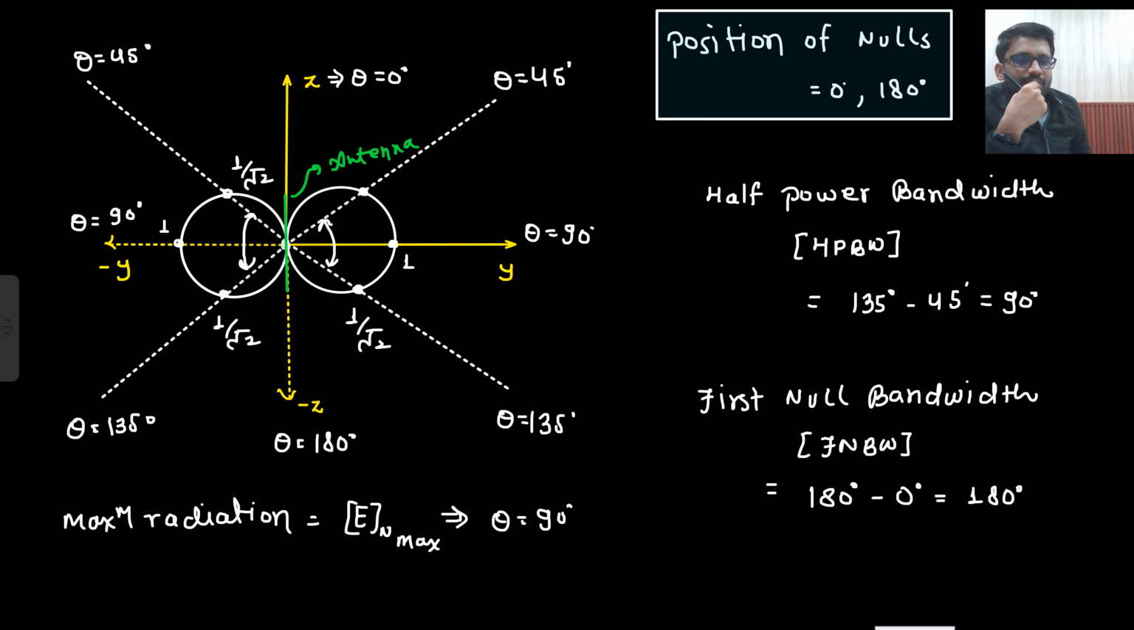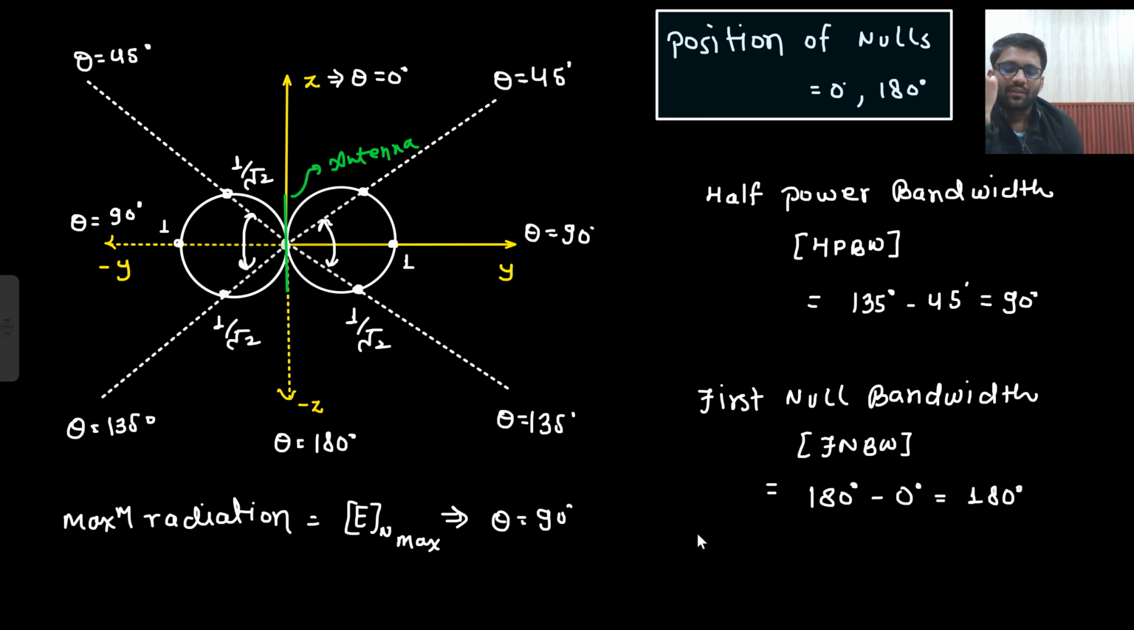Is that clear to you? But this is not always true. For Hertzian dipole, all these things are true. So you cannot take these as a fact that for any antenna your half power bandwidth will be 90 degree, for any antenna your first null bandwidth will be 180 degree, and for any antenna maximum radiation will be at theta equals 90 degree, meaning perpendicular to the direction of your antenna. No, this is only true for Hertzian dipole. So what we have drawn is true only for Hertzian dipole, right?